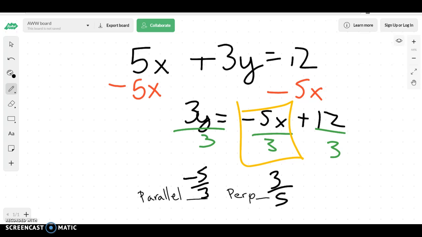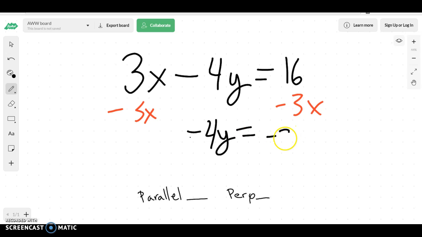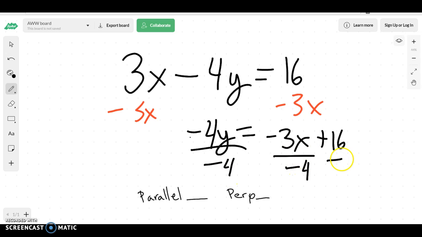Let's try another one. Okay, so with this line, what I would like to do is, again, find its slope. Why don't I know its slope? Oh, because it's not in slope-intercept form. So I have to get y by itself, so minus 3x, minus 3x. I'd get that you have negative 4y equals negative 3x plus 16. Then I would divide everything by negative 4. Again, what you really care about is your slope. Negative and negative becomes positive, so that's 3 over 4.